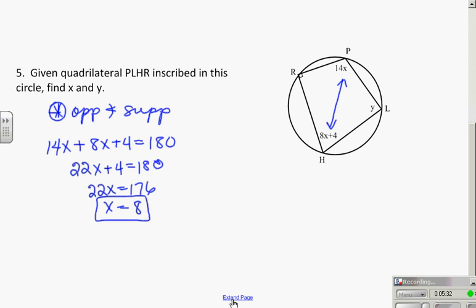The other equation, so I just did those two. The other equation I set up is that 90 plus y is 180, and so y is 90.